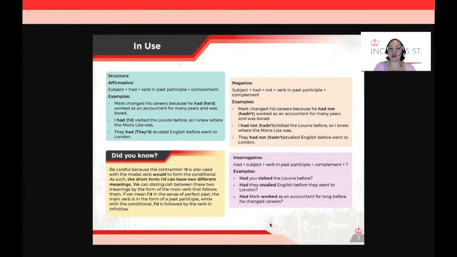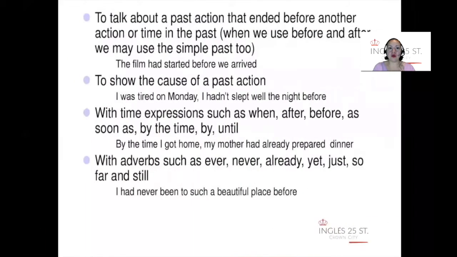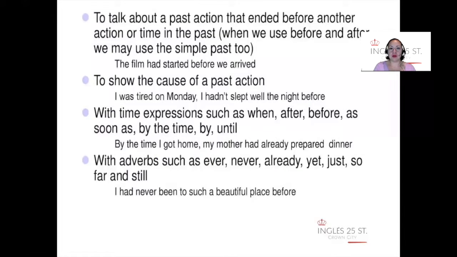Okay, so do you have any questions about the structure of the past perfect simple? No. No questions. Okay, very good. So we are going to read a little bit more about the use of past perfect simple. Okay, so we use it to talk about a past action that ended before another action or time in the past. When we use before and after, we may use the simple past too.